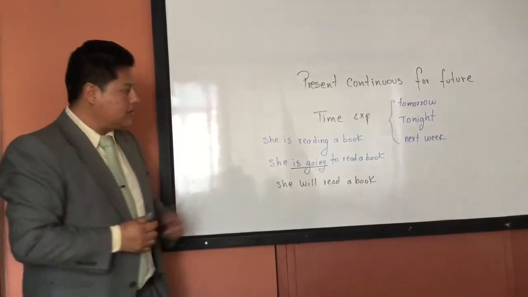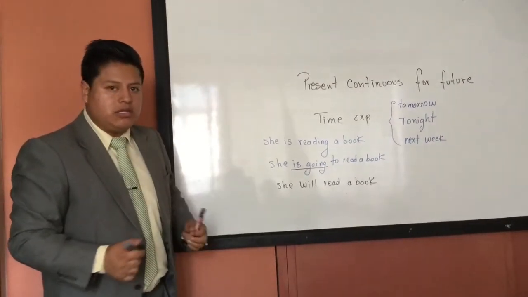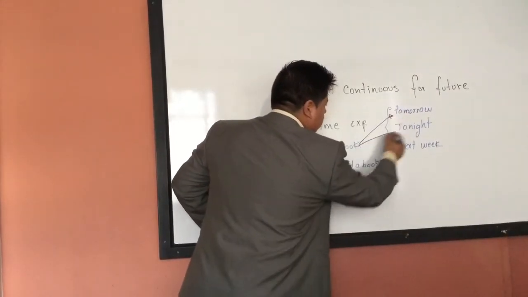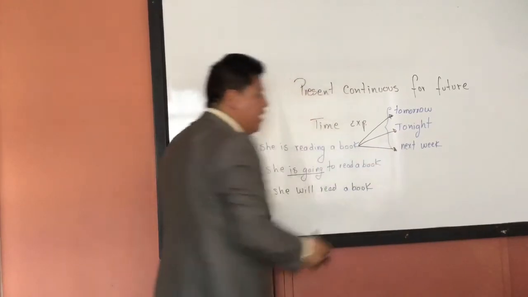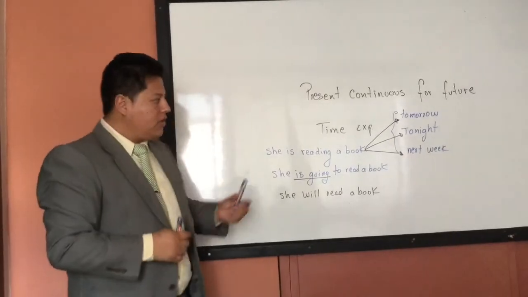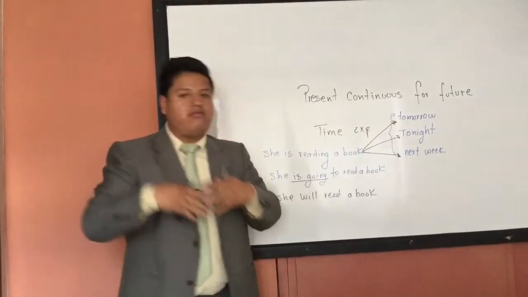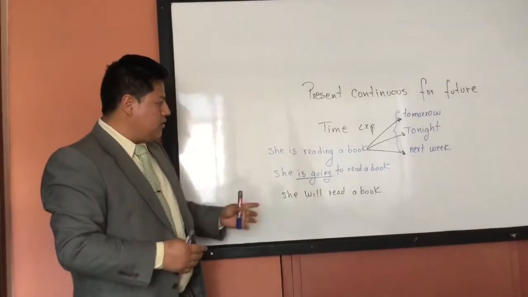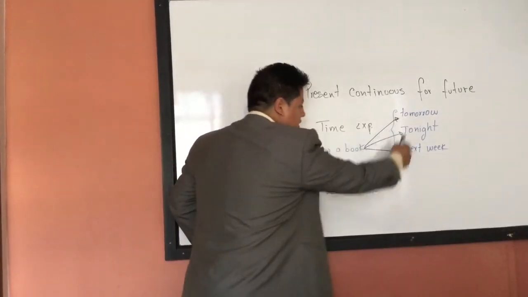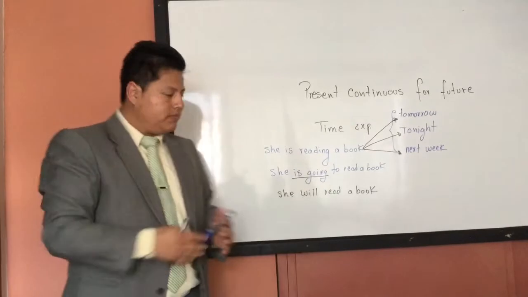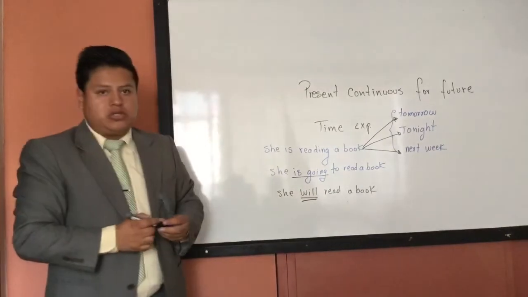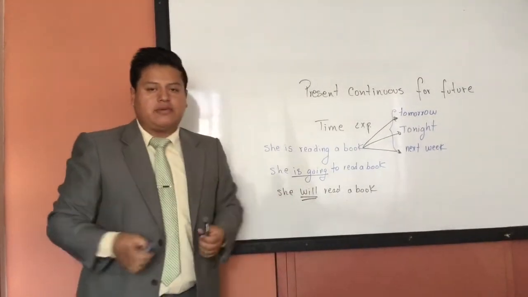But don't forget, when you use present continuous, it's necessary to use time expressions like tomorrow, tonight, and next week. Maybe you can find other examples of time expressions too. Use those phrases and you form the future. In this part, you say she's going to read a book. That's future. If you want, you can use the time expressions too. No problem. And when you use will, this means future too. She will read a book is for future.